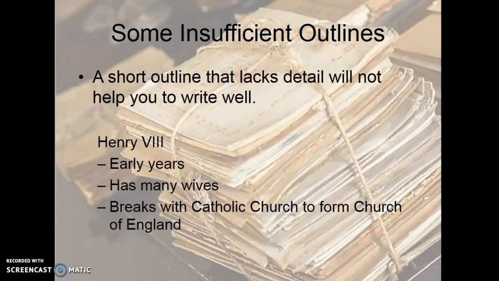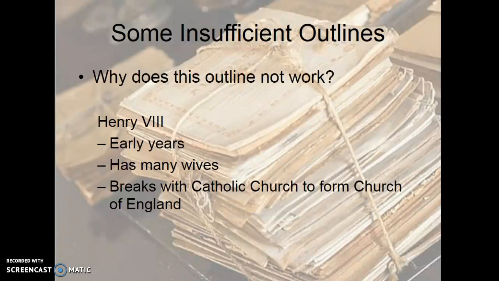So this is a short outline that lacks detail and it will not help you to write well. So here's an example of kind of an insufficient outline that I've seen. So here we have Henry VIII and three subsections: early years, has many wives, and breaks with the Catholic Church to form the Church of England. This is a very problematic outline for a few reasons. First of all, there's no thesis, there's no conclusion, and then each of these subsections is problematic as well.